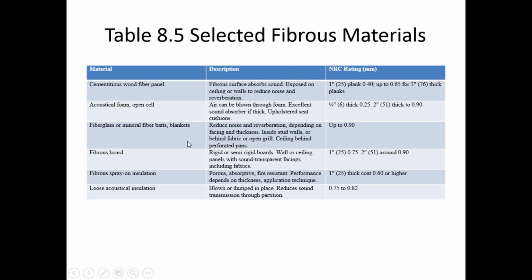Upholstered seat cushions. Fiberglass or mineral fiber bats and blankets. They reduce noise and reverberation depending on facing and thicknesses, inside wall studs, or behind fabric or open grill. Fibrous board, fibrous spray-on insulation, and loose acoustical insulation.